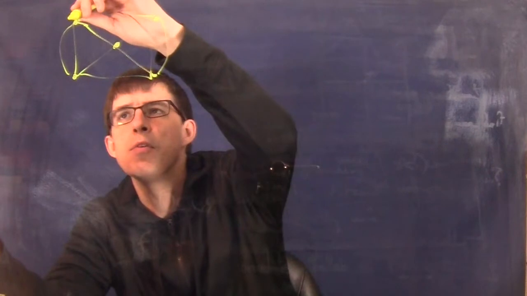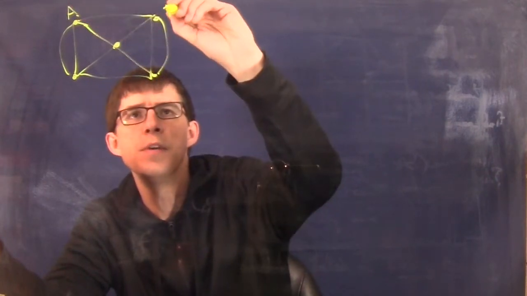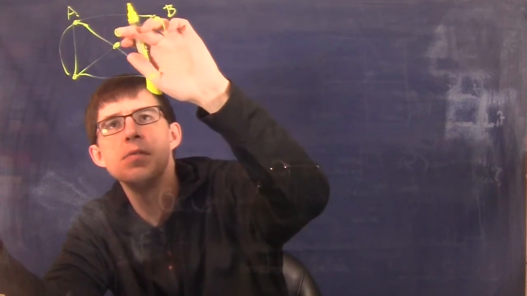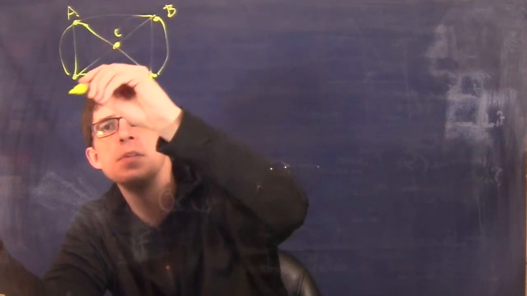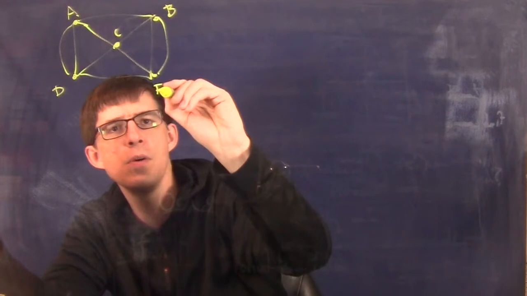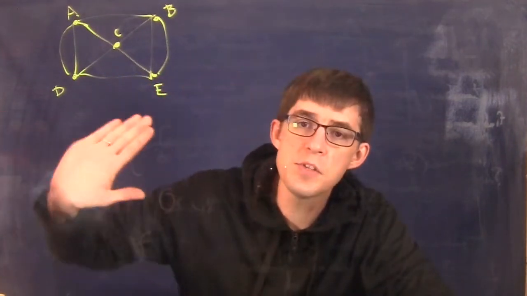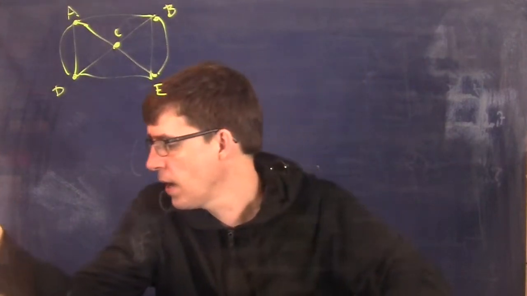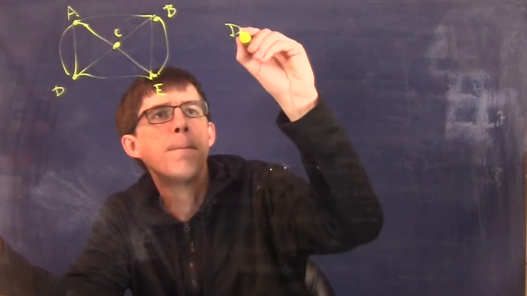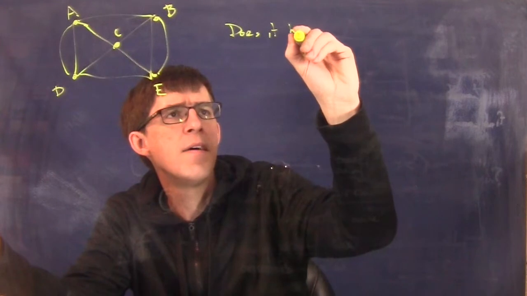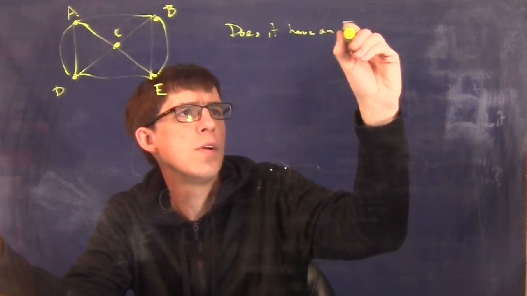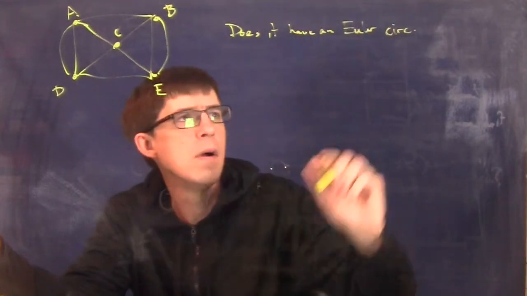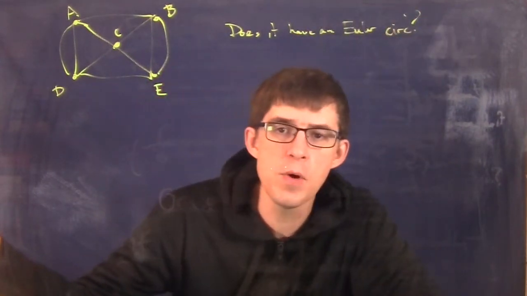All right, here is a graph, and I'm going to give names to the vertices. Let's call them A, B, C, D, E, like so. Just by looking at this one, can you tell me if it has an Euler circuit or not? Here's the question: does it have an Euler circuit?